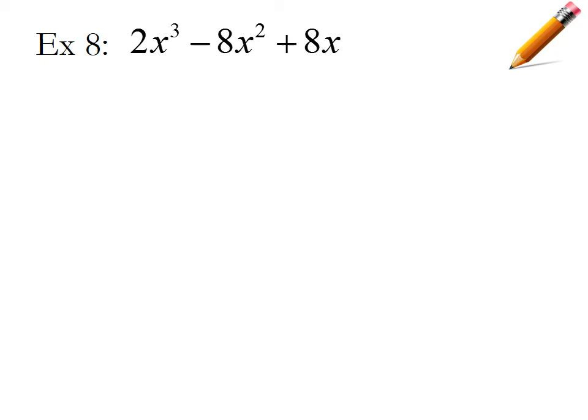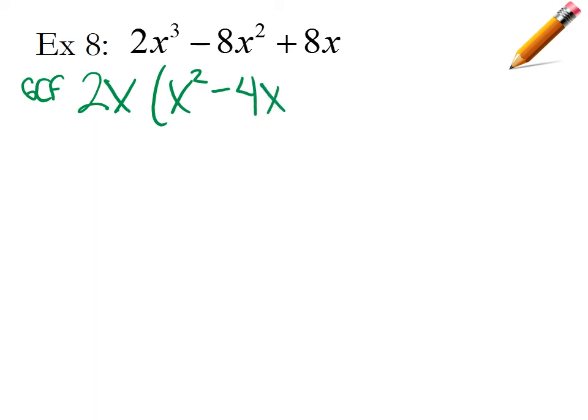All right, let's take a look and have a moment to jot down example 8. First thing I need to check is, do I have a GCF? And in this case I do. I can divide out a 2 and an x. So that leaves me with an x squared, a minus 4x, and a positive 4.